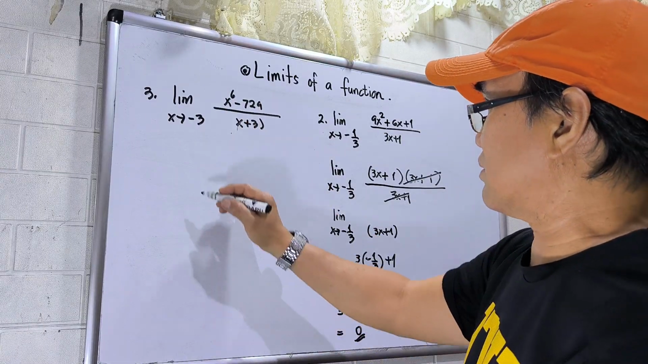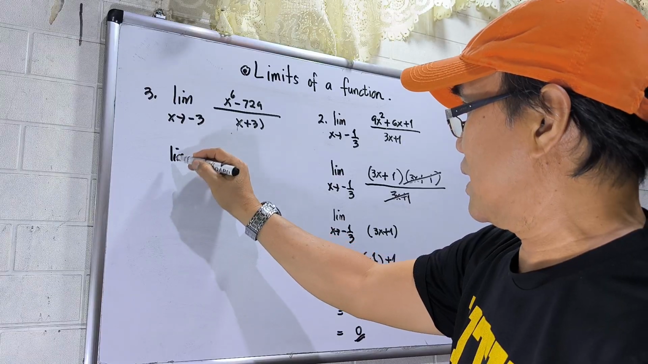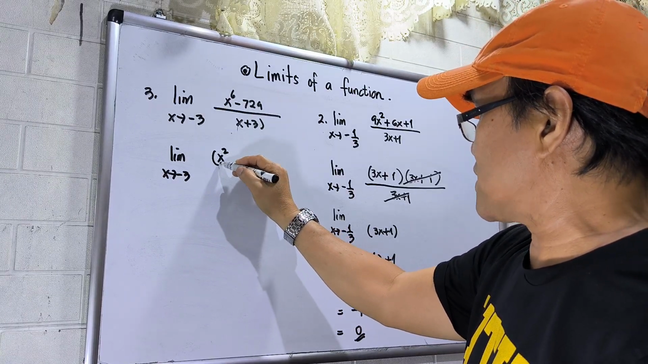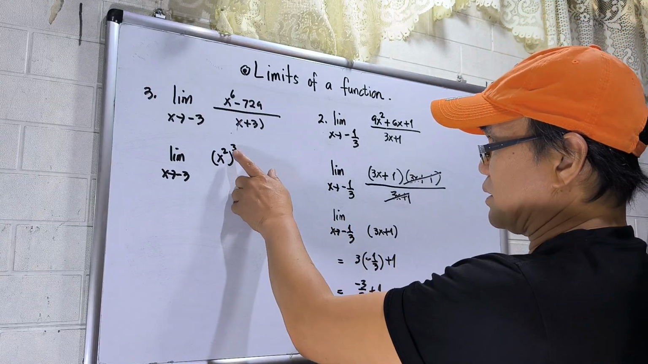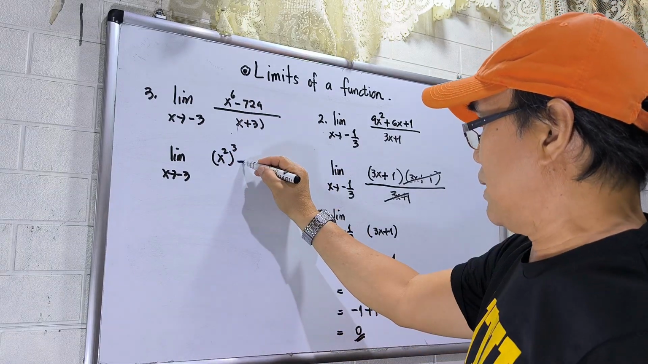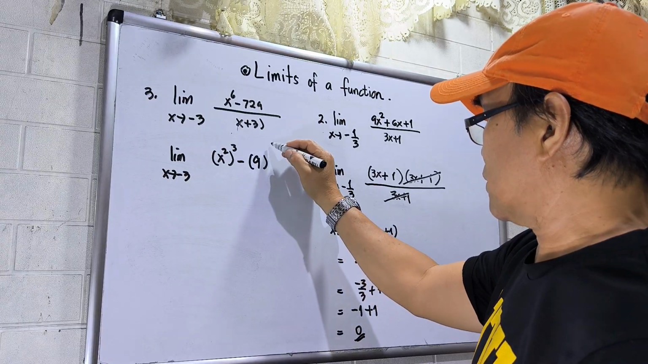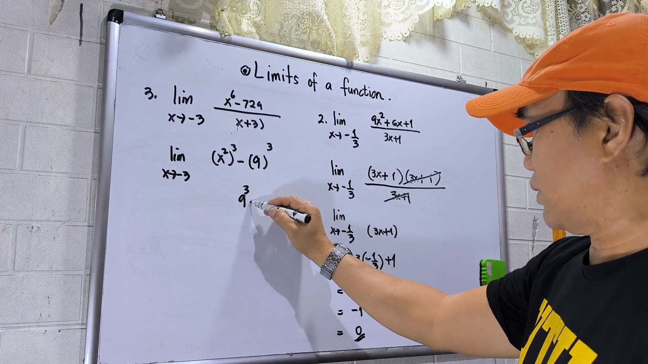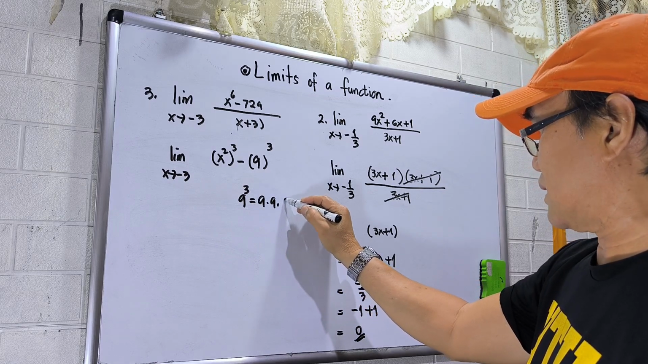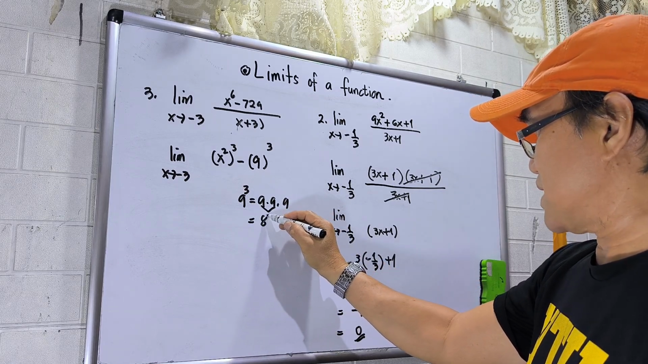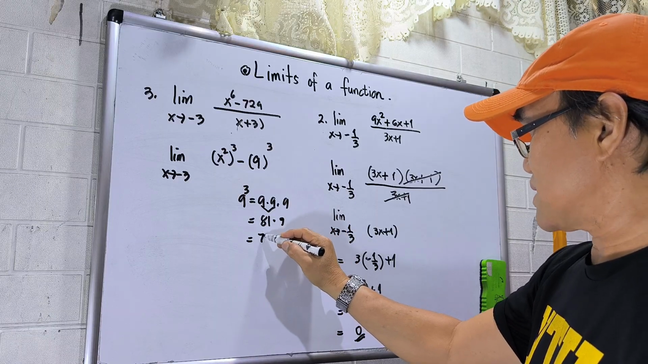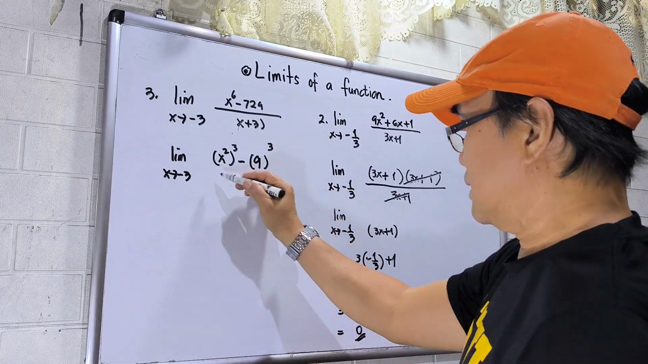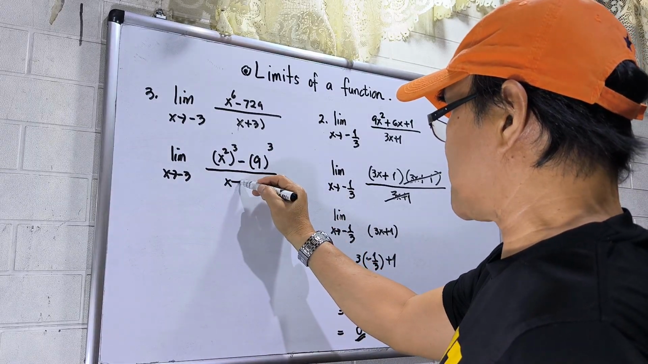So I will factor out the numerator. The limit as x approaches negative 3. So this will be x squared raised to the 3rd power. That will be 2 times 3, that will be 6. Minus 9 to the 3rd power, that will be 729, because 9 to the power of 3 will be 9 times 9 times 9. So 9 times 9 is 81. Times 9, that is 729. Okay? Then this will be over x plus 3.